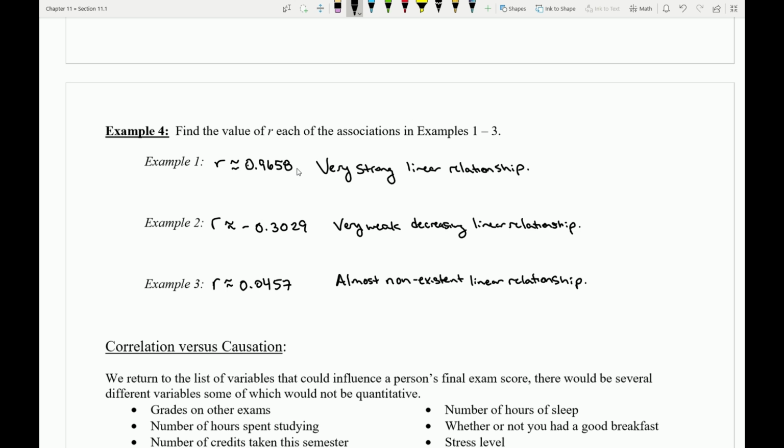All right, so hopefully this explains to you a little bit about how we use this value of R to describe these scatter diagrams and the strength of the linear relationship present. In the next video, we'll start to take a look at the idea of correlation versus causation.